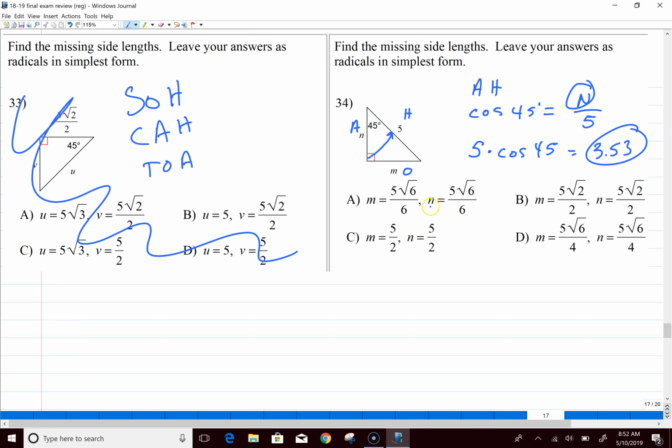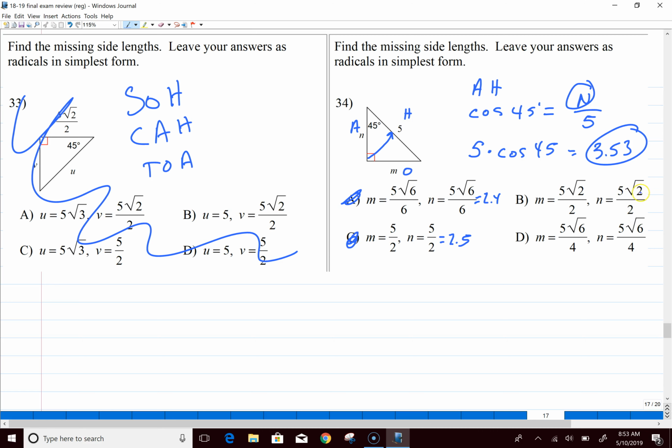So let me go figure out all the N's. 5 square root of 6 divided by 6. Put it in the calculator: 5 square root of 6, divide that by 6. That gives me 2 point something. So it means that A is wrong, because this gives me 2.4, which is wrong. 5 divided by 2, is that 2.5? That's wrong, which means that C is wrong.